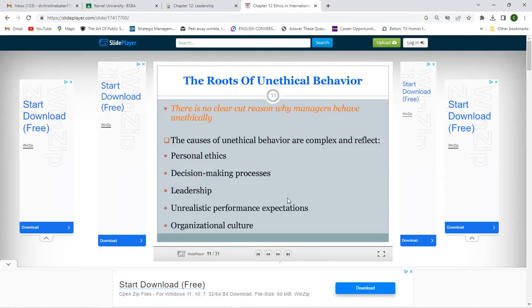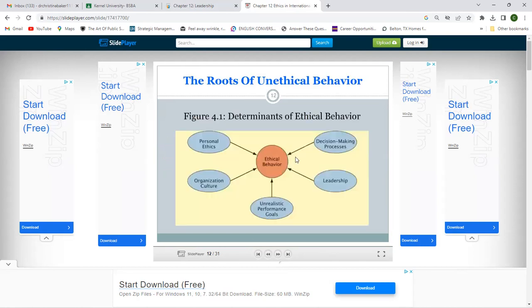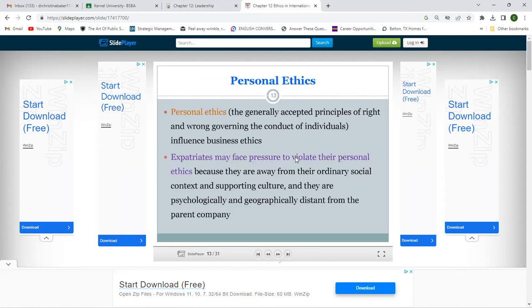There's no clear-cut reason why managers behave unethically. The causes of unethical behavior are complex and reflect personal ethics, decision-making processes, leadership, unrealistic performance expectations, and organizational culture. Determinants of ethical behavior: personal ethics, organization culture, unrealistic performance goals, decision-making processes, and leadership. Personal ethics are the generally accepted principles of right and wrong governing the conduct of individuals, and they influence business ethics.